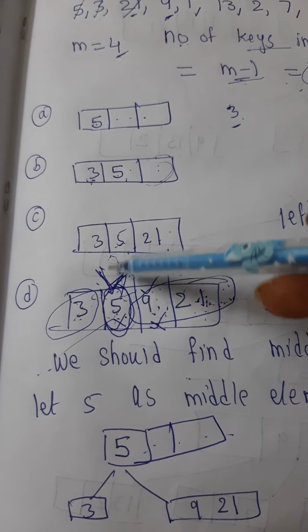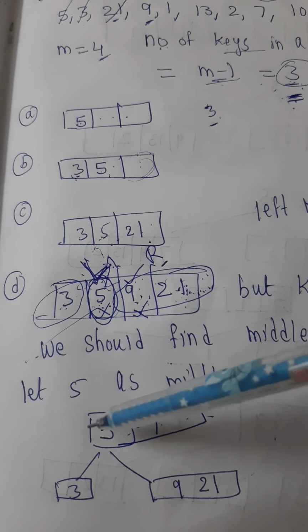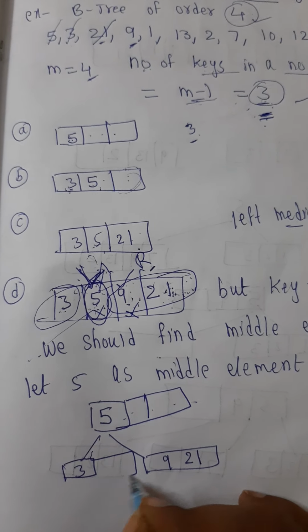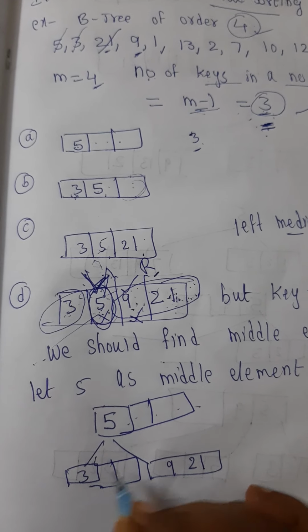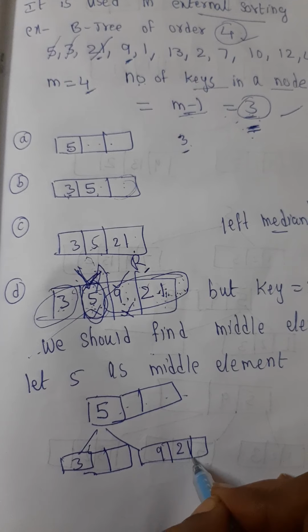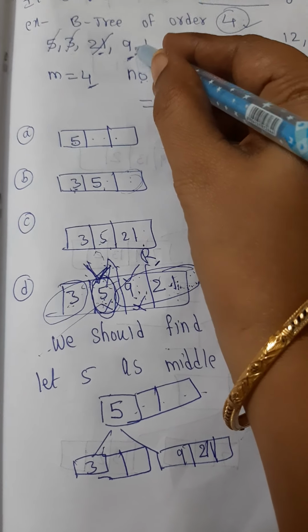So now the 5 is the root, now 3 is a left child and 9 and 21 are the right children. So 3 is a left here, again each node has 3 values, so 3 values, 3 and 9 and 21 becomes the right children. This is 9 and 21. So we have completed 9.